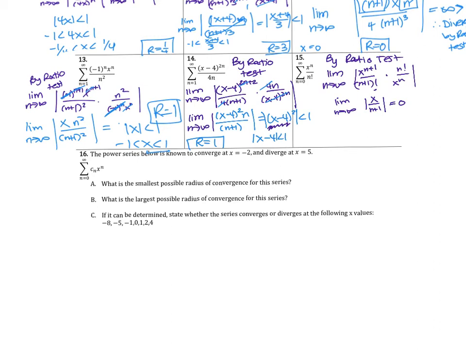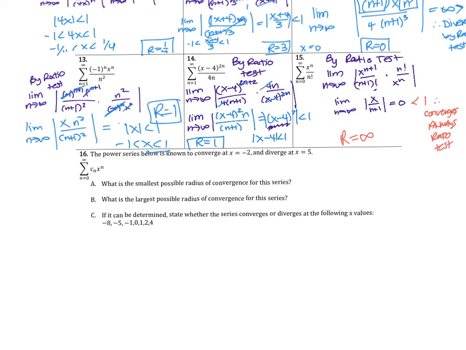And the reason the limit is equal to 0 is because the denominator is going to infinity while the numerator isn't changing at all. This is always less than 1. Therefore, this always converges by the ratio test, which means that the radius is infinite.